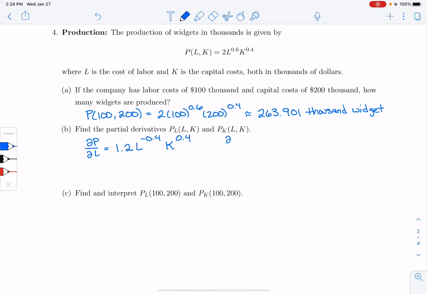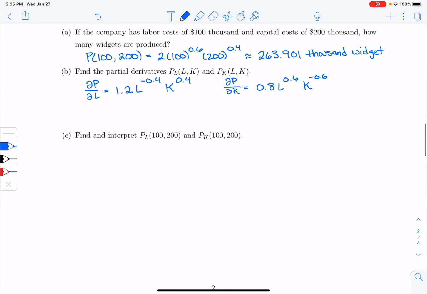Now, what about the derivative of P with respect to K? So now L is constant, so 2 times L to the 0.6, that's constant. And then I have K to the 0.4. So I'm going to bring that 0.4 down. That's going to give me a 0.8 L to the 0.6. And then K to the 0.4 minus 1, that's negative 0.6. Okay, so these are my partial derivatives with respect to L and K. And now what I'd like to do is interpret those partial derivatives.